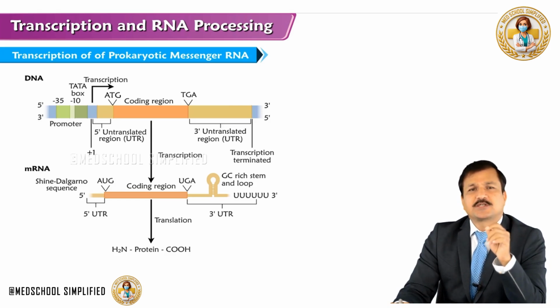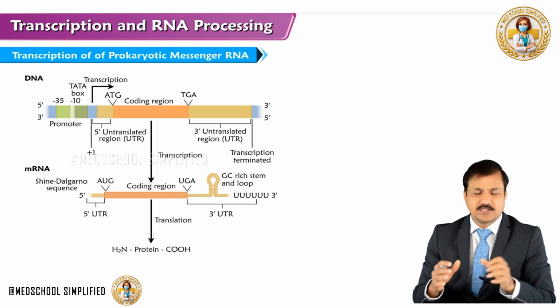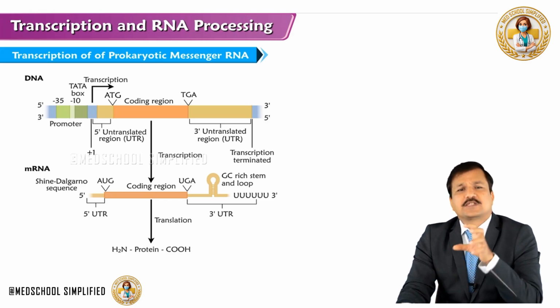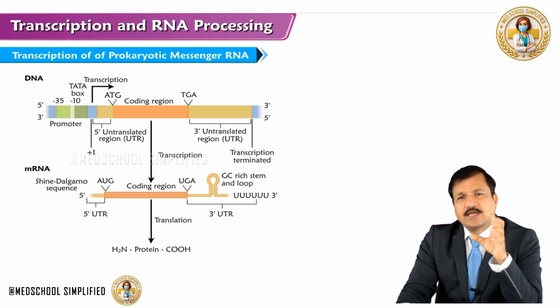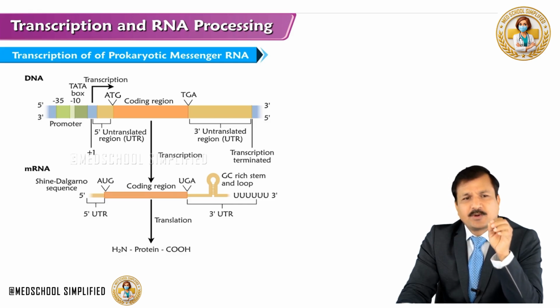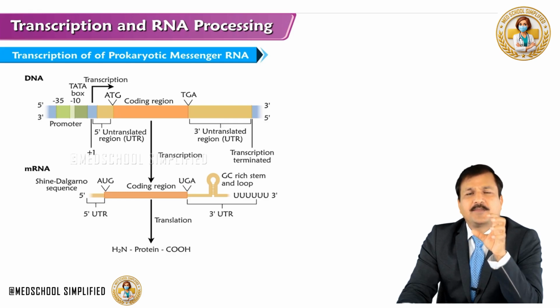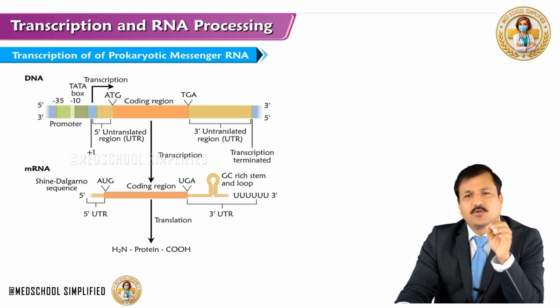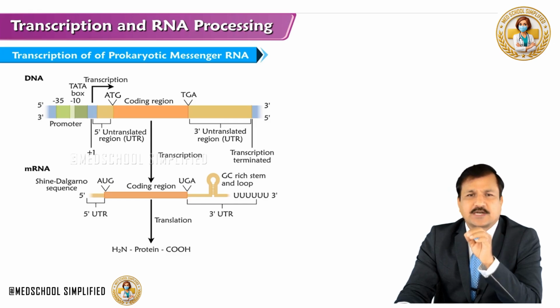The structure and expression of a typical prokaryotic gene coding for a protein is given in this particular figure. Let me explain the process. With the help of a sigma factor, RNA polymerase recognizes and binds to the promoter region. The bacterial promoter contains two consensus sequences called the Pribnow box or TATA box and the -35 sequence. The promoter identifies the start site for transcription and orients the enzyme on the template strand.